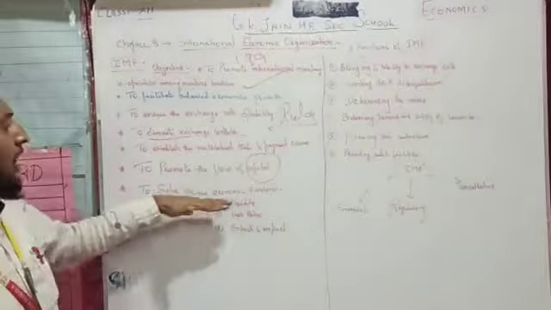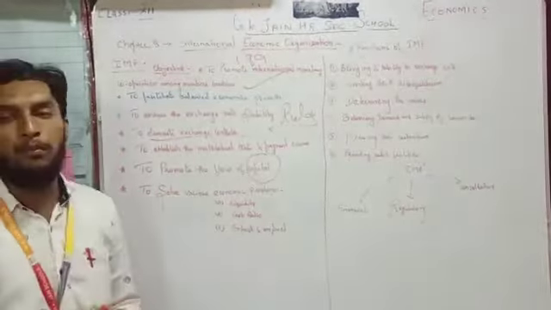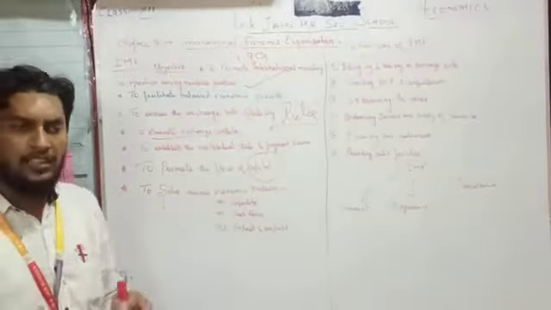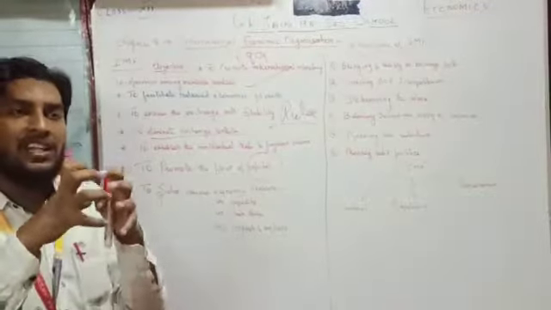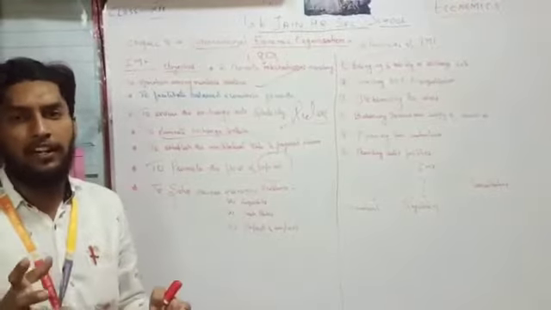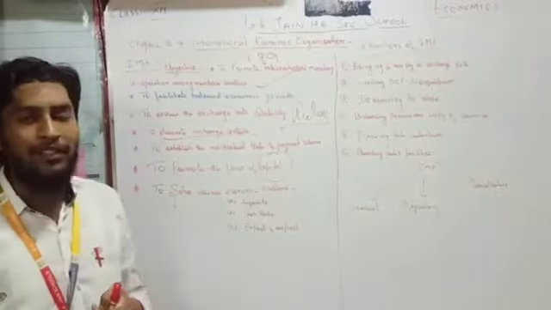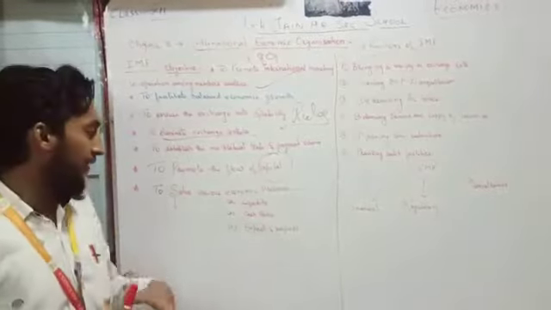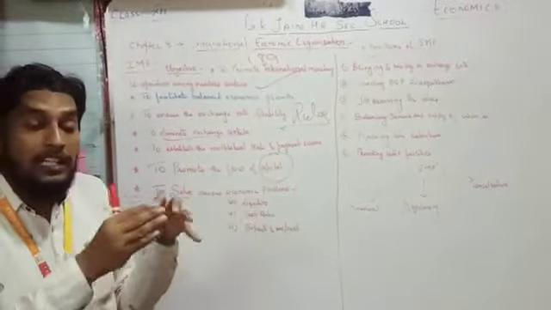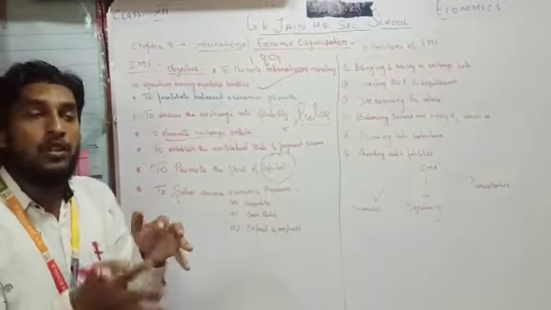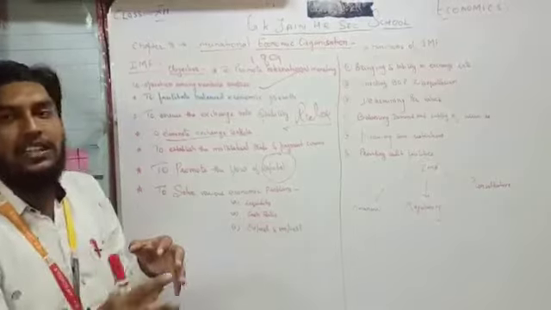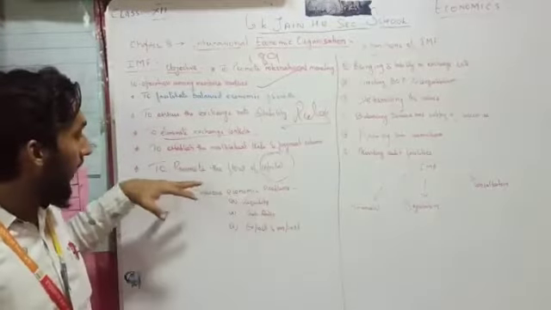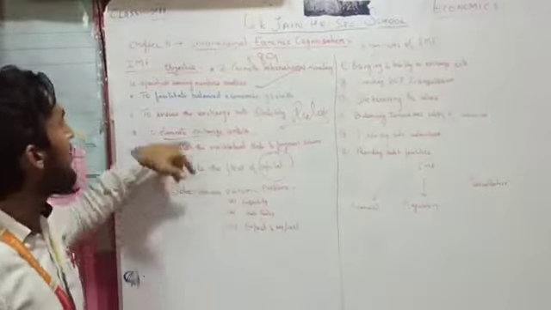Next one, to solve various economic problems. Apart from all these things, they also solve various economic problems. What are they? Liquidity. Cash is a very essential aspect of any kind of trading activity. Why do we have the IMF? To give effect to the trading activity, right? So liquidity means being easily convertible into cash. Anything that you can easily convert into cash. This economic problem will be solved by the IMF.